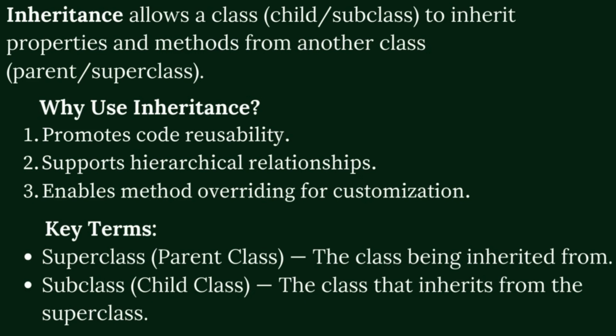If we create a class called father with a method work, and then create a class son that inherits from father, the son will automatically have access to the work method. However, if the son wants to have a different working style, he can override the work method and define it in his own way. This is how inheritance makes programming more efficient, organized, and easier to maintain.